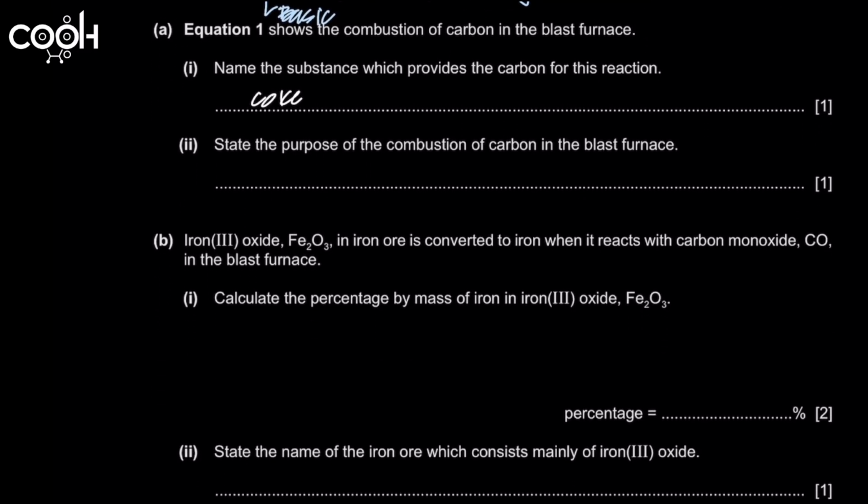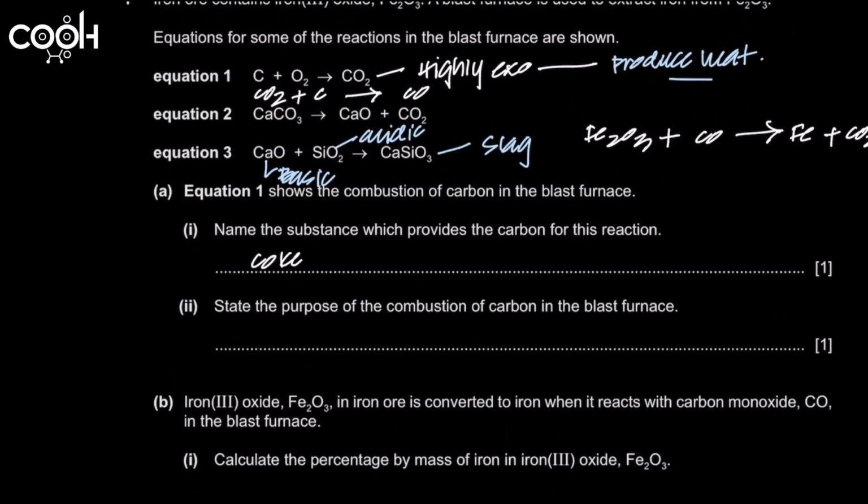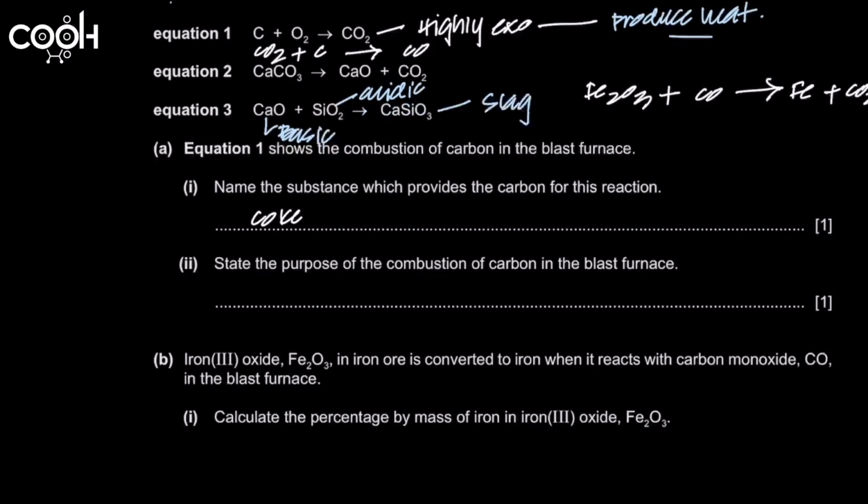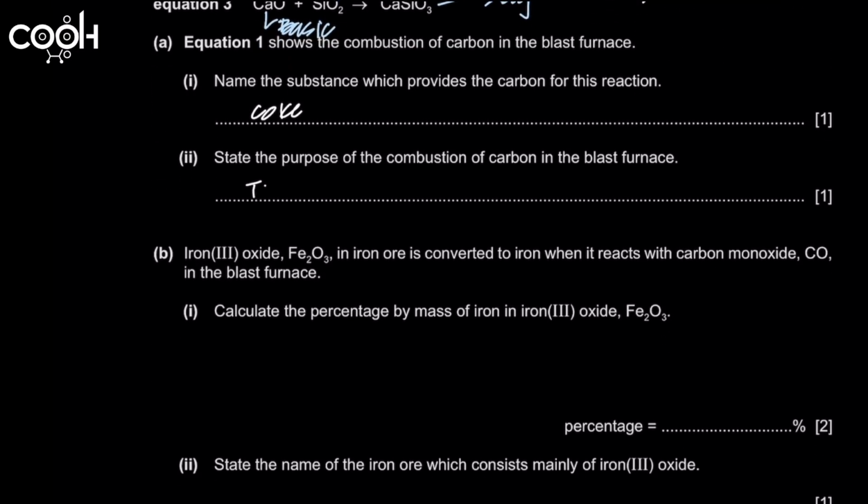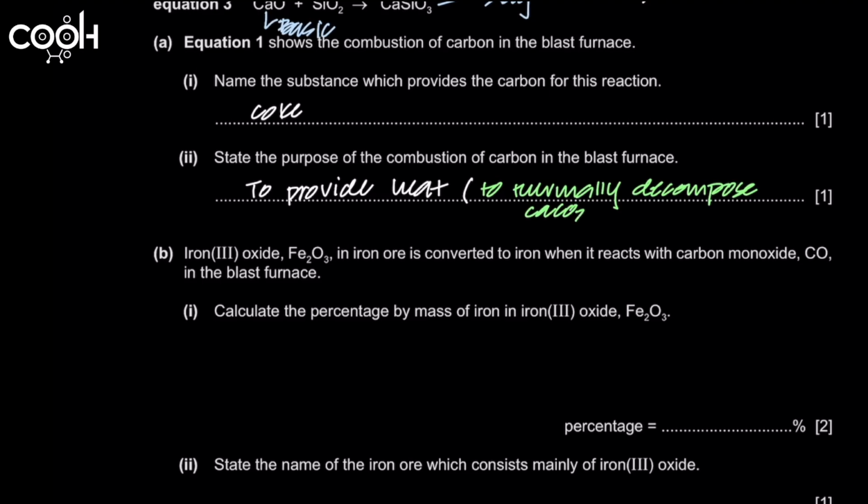It says state the purpose of the combustion of carbon in the blast furnace. Well, obviously I explained it's a highly exothermic reaction, produces heat, provides us with heat. And what is this heat needed for? To break down or to thermally decompose this calcium carbonate. So we say that it is used to provide heat. And why do we need heat? To thermally decompose the calcium carbonate. This is just explanation in the bracket, right? You don't need to write this in your answer.